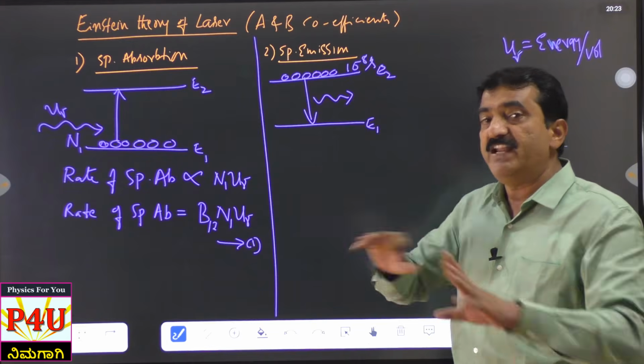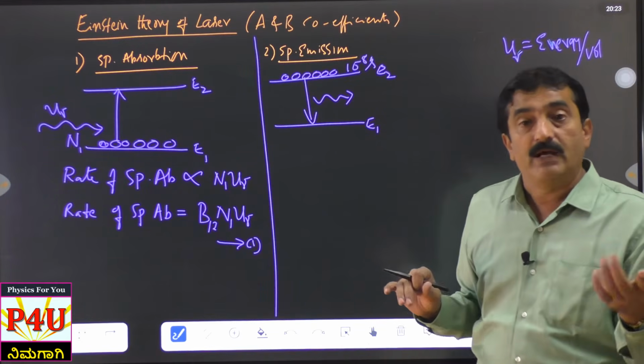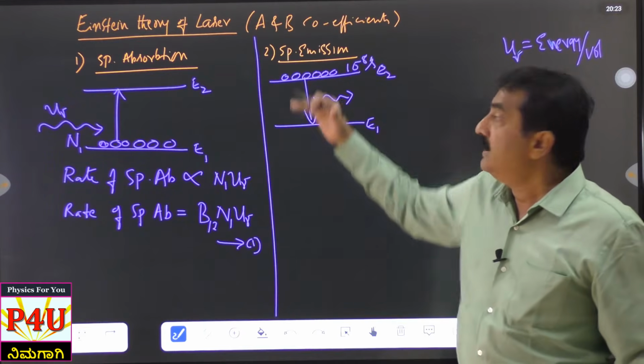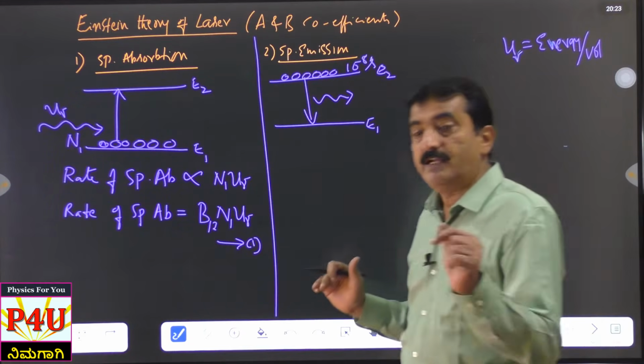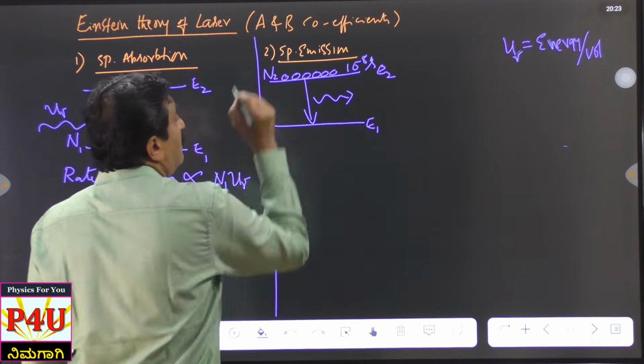We need not do anything. That means we need not supply any energy. Just like that it will fall. Then, suppose there are more atoms, there will be more fall. Fewer atoms, less fall. That means spontaneous emission depends only on the number of atoms.